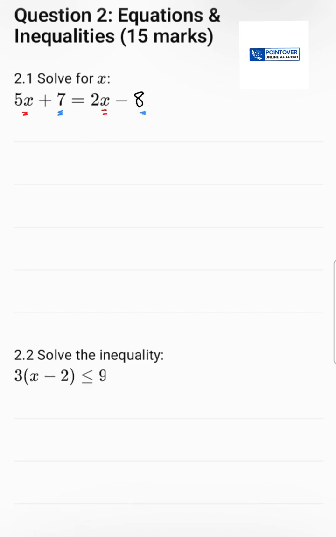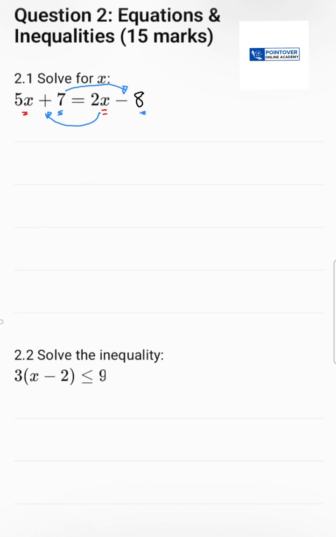So your 5x and 2x have to be on one side of the equal sign. 7 and 8 have to be on the other side of the equal sign. So that's grouping. What we're going to do is transpose this +2 to this side and transpose +7 to this side. And remember, whenever you transpose anything from one side of the equal sign to the other, it has to change what? A mathematical operation or a sign.